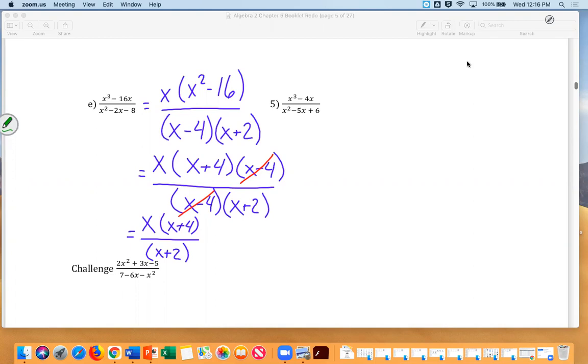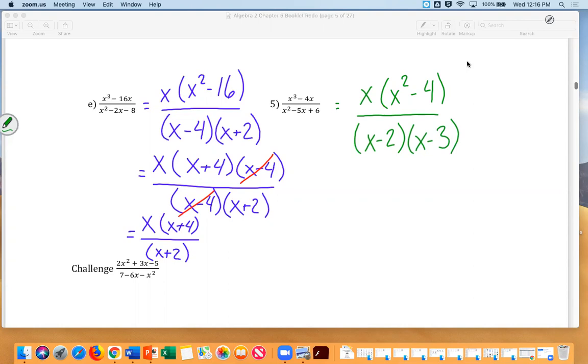All right, number 5 kind of has the same vibes as E. So I'm going to factor out that x, which leaves you with x squared minus 4. On bottom, I'm looking at the factors of 6 that add up to -5. I immediately think to myself 2 and 3. So I have x minus 2, x minus 3.